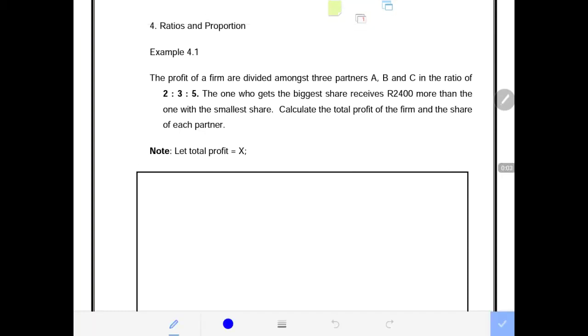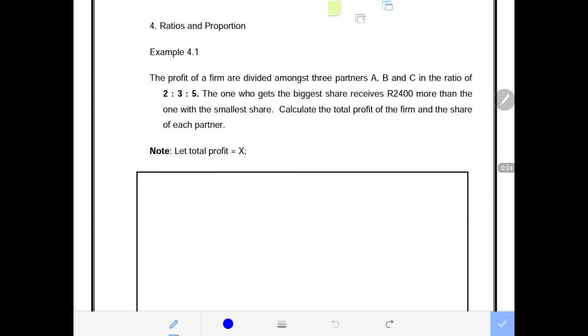Once again, we are in the topic of ratios and proportion. And remember, ratio and proportion is the same as a percentage, or can be expressed as a percentage. And I will also partly show that in my calculations.